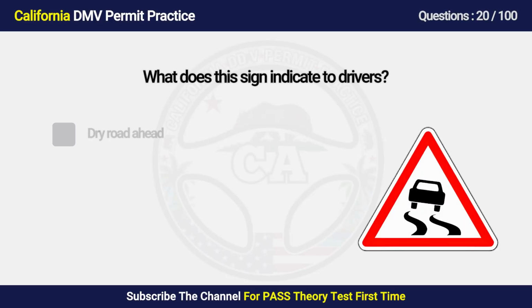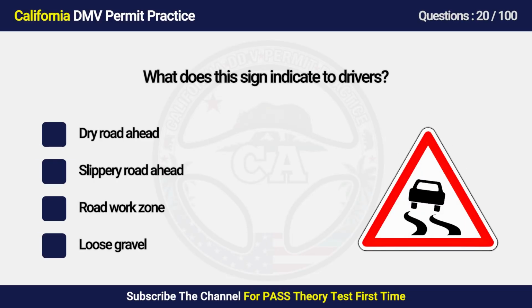Question 20. What does this sign indicate to drivers? A. Dry road ahead. B. Slippery road ahead. C. Road work zone. D. Loose gravel.